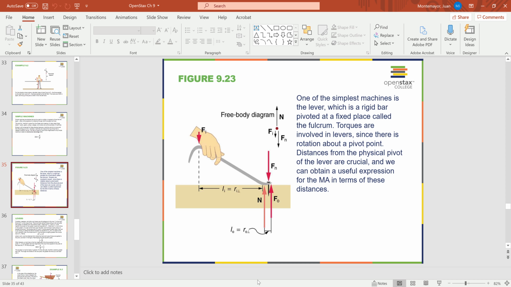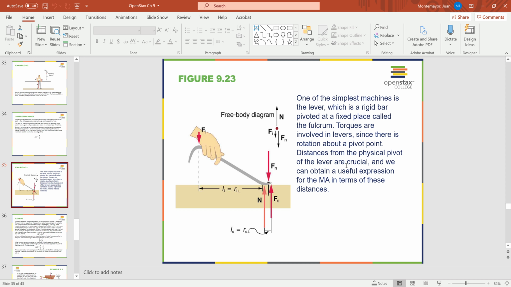So here, one of the simplest machines is the lever, which is a rigid bar pivoted at a fixed place called the fulcrum. Torques are involved in levers since there is a rotation about the pivot point. So here would be the pivot point. You see that we're putting all of our forces onto the actual nail here. The only input force is here on the left side of the figure.